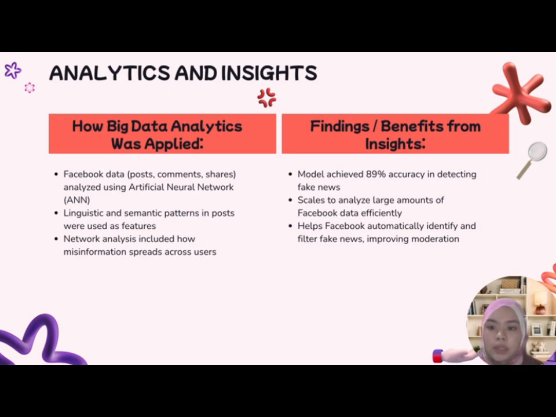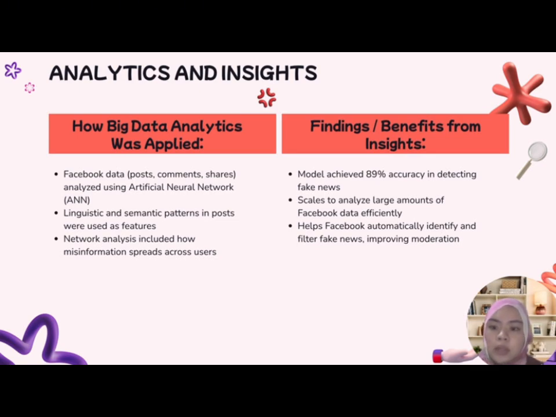And then the second one is linguistic and semantic patterns used as features. The model did not only look at the words, but it also included language style, sentence structure, emotional tone, and the overall message of the post. And these linguistic and semantic features help the model understand whether the post is likely to be fake or real.